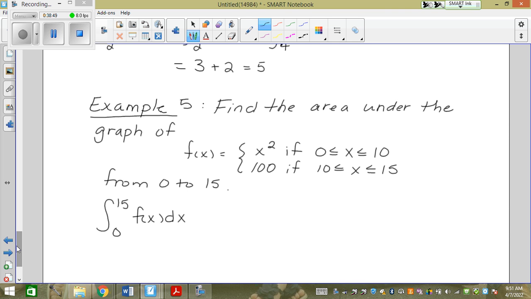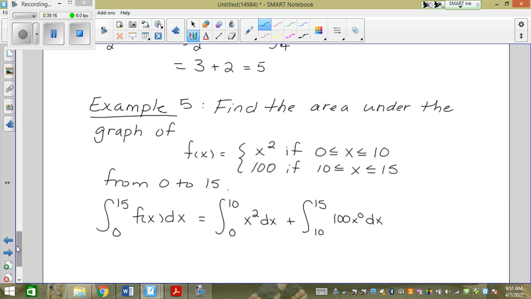I'm saying, okay, f of x from 0 to 10 is x squared. F of x from 10 to 15 is 100. So how can I write out this equation to use it? I'm going to go from 0 to 10, and what am I going to put here? x squared dx plus the integral from 10 to 15 of 100, x to the 0 dx.